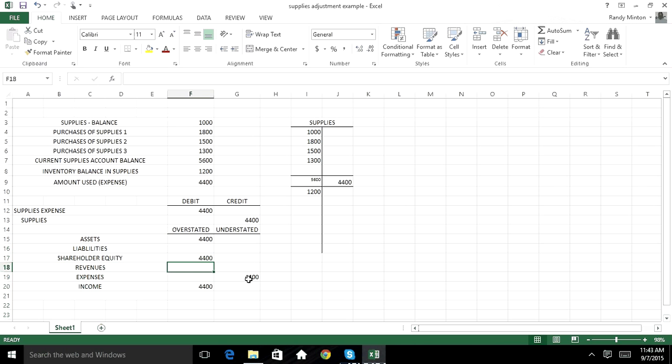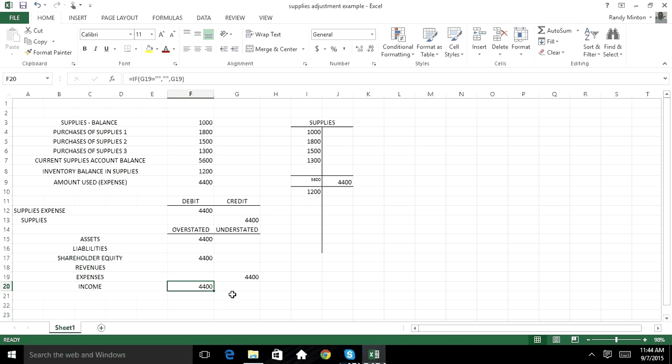Now, if we do not make the entry, we'll have an understatement of expenses in the amount of $4,400. Why? Because that's how many we used up. That's this number right here. So if we don't make the entry, we have understated expenses by $4,400. Well, expenses and income work in opposite directions.